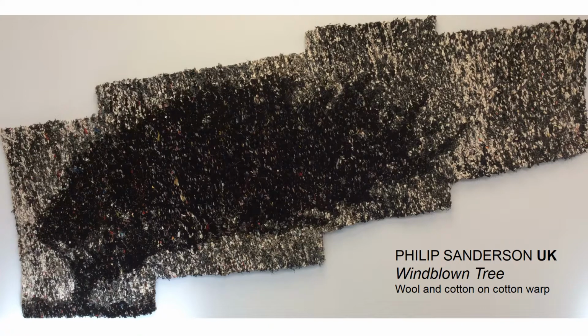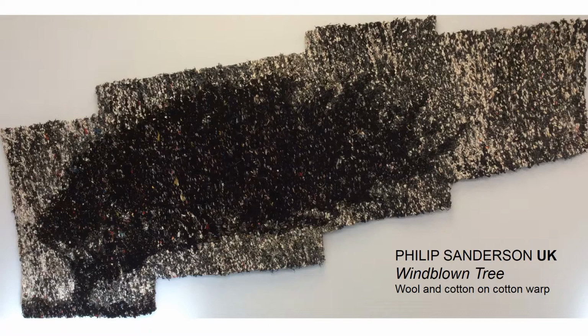Another really large-scale piece here, this is by Philip Sanderson. It's called Windblown Tree. And for Sanderson, one of his real interests is exploring the similarities between the woven and the pixelated image. So the idea of how you might transfer designs between different media. And Windblown Tree is one of a series of very large-scale tapestries that Sanderson's made with very heavy, less traditional, less conventional materials, woven on a very wide warp.